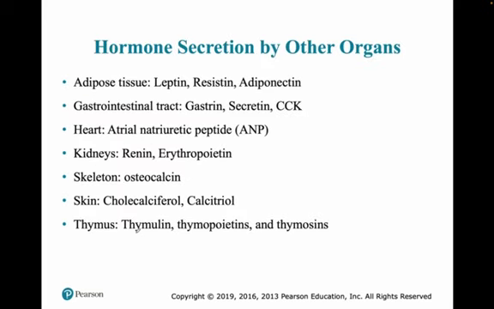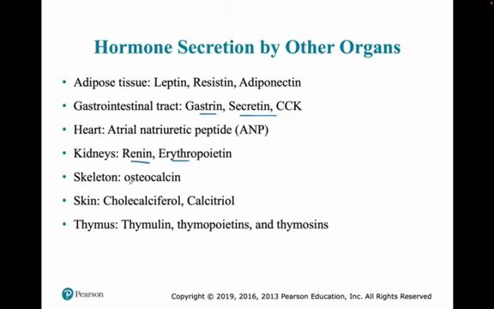Now we have other organs which are not necessarily endocrine, but they do produce hormones. For example, adipose tissue produces leptin and resistin. Our GI tract produces gastrin, secretin, and CCK, which help in digestion. The heart produces atrial natriuretic peptide, ANP. The kidney produces renin, which is an important hormone, and erythropoietin.